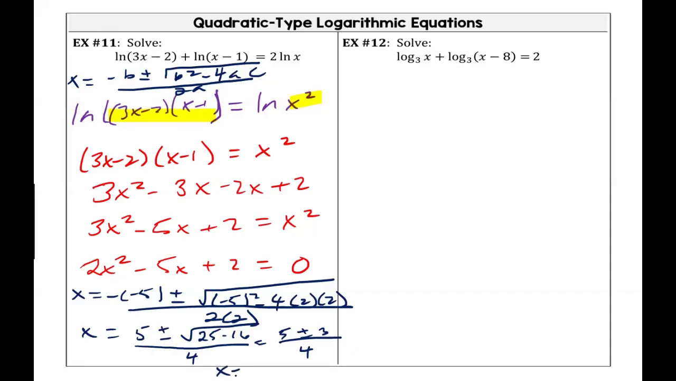I'm going to run out of room, so I'm going to squeeze it in. 5 plus 3 is? 8 divided by 4 is? 2. 5 minus 3 is? 2 divided by 4 is? 1/2. So you have x equals 2 and x equals 1/2. Should I assume that they both are real? And one is not. Which one is not real? It's the half.